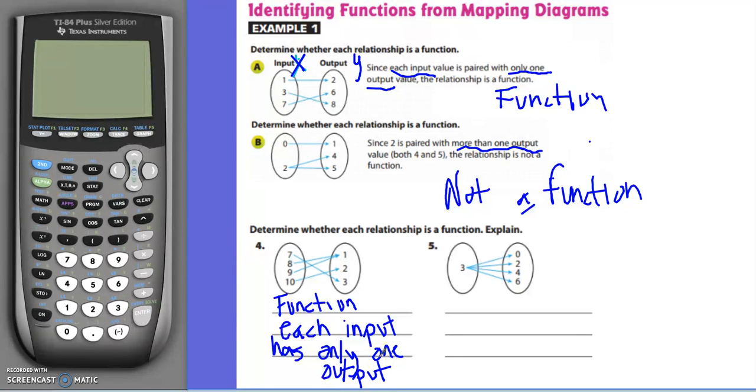All right, number 5. 3 goes with 0, 2, 4, and 6. This is not a function, because the input has more than one output.